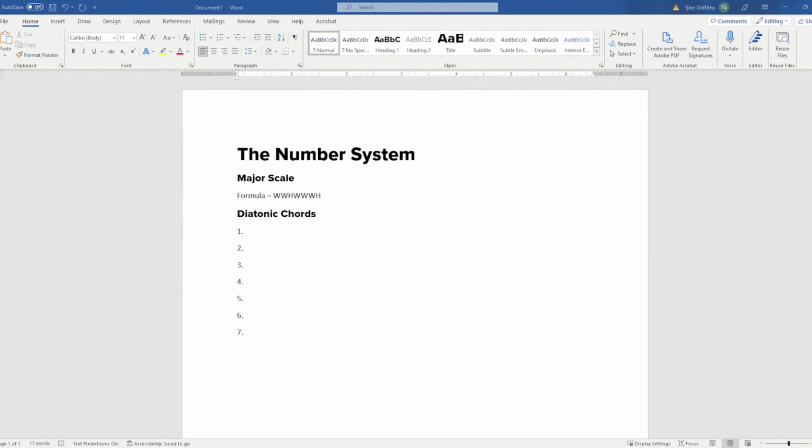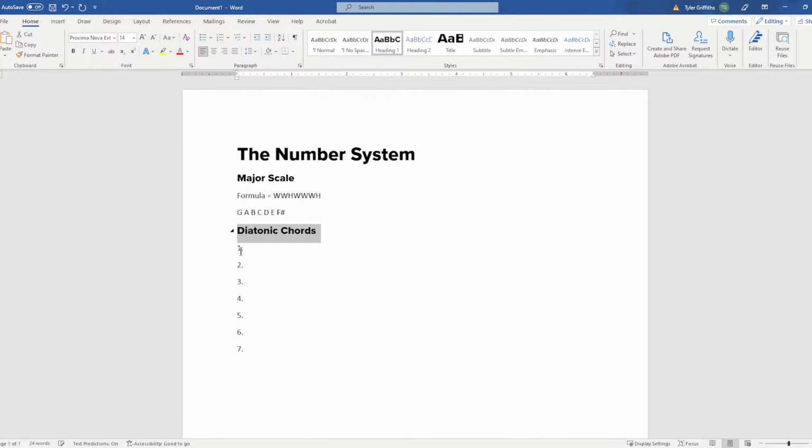Let's jump over, just so we can take stock of what we've done. We're going to jump over to a little Word document that I have laid out. So we've applied our formula, right? So let's write in the actual notes that we did. We started on G. We went to A, B, C, D, E, F sharp, okay? Those are our 7 notes.